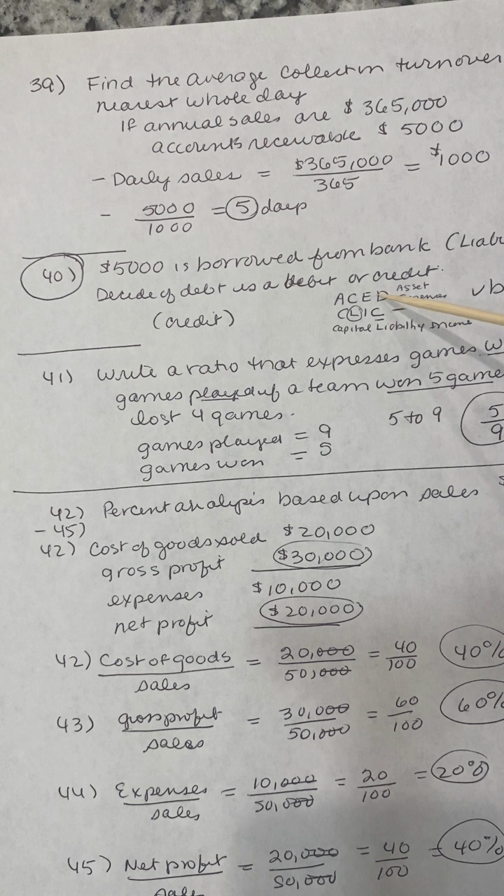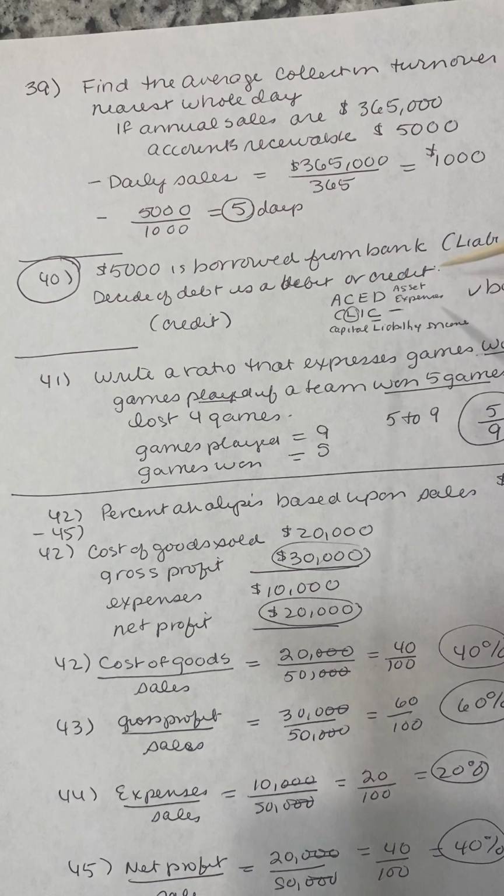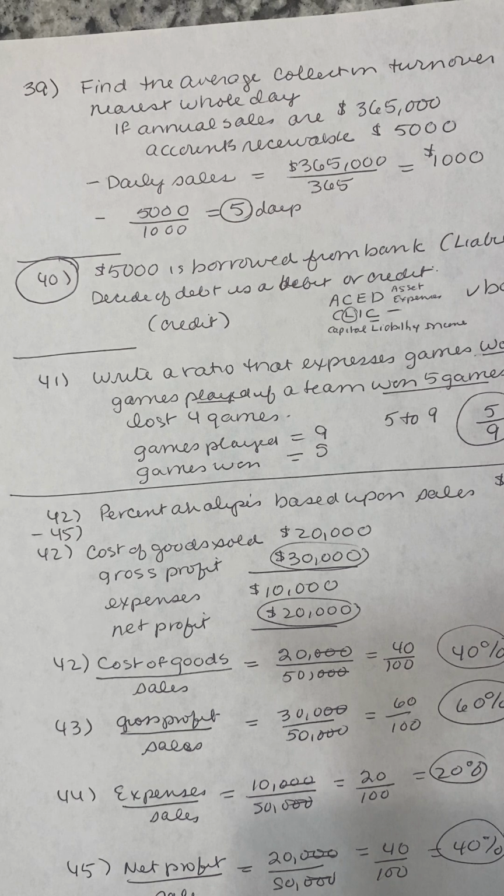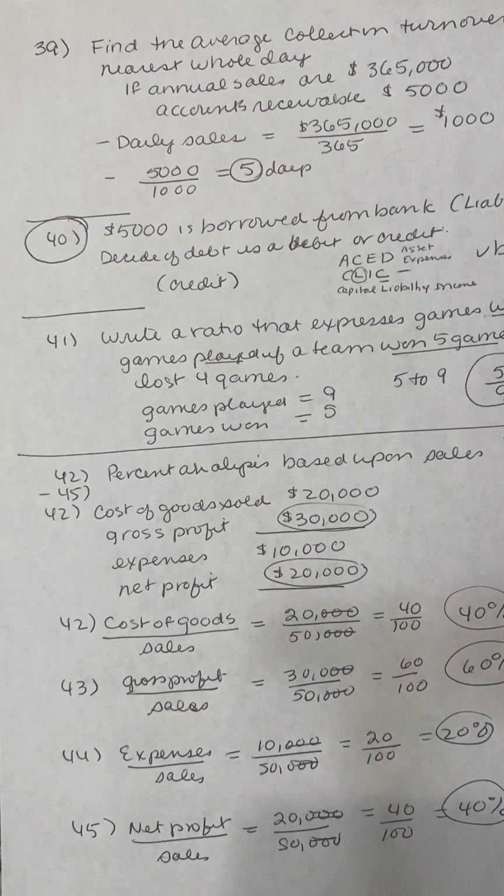If it's a debit, it's going to be assets, expenses, and cost of goods. I should go back in your book and show you the picture. But let's finish this first, then I'll go back and show it at the end.